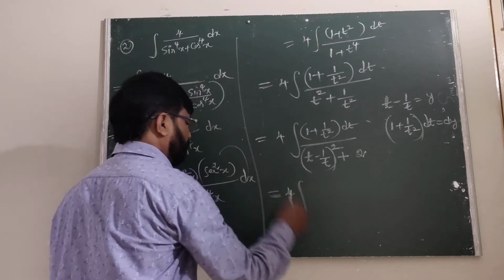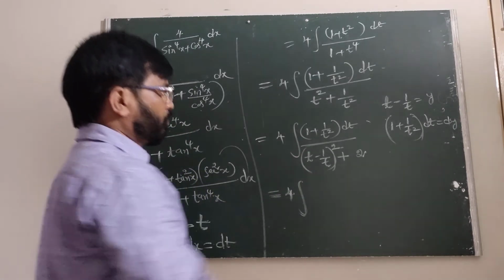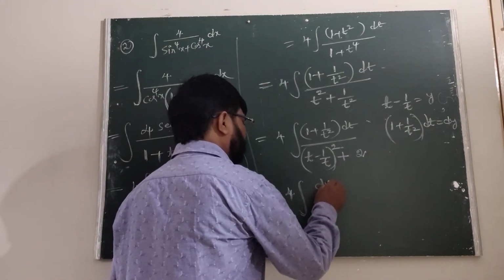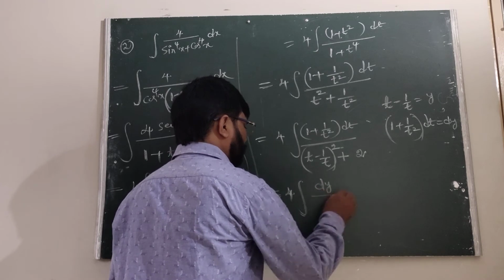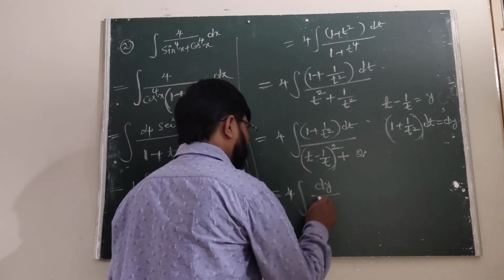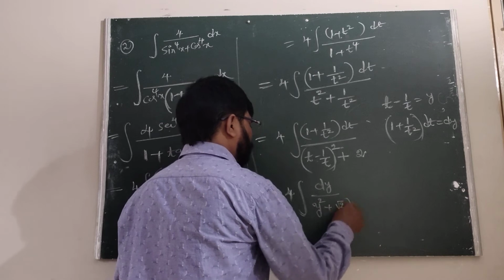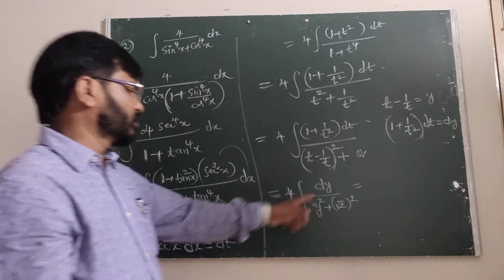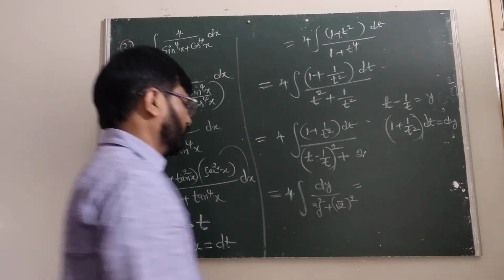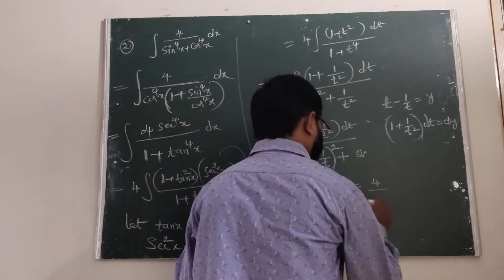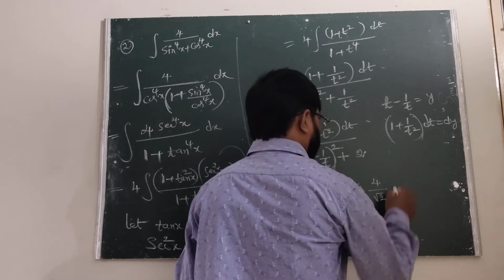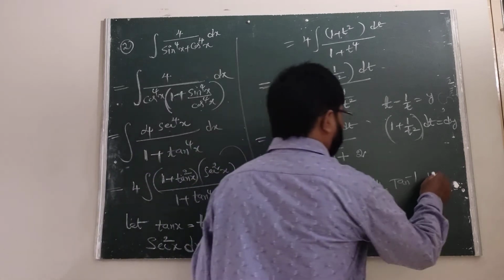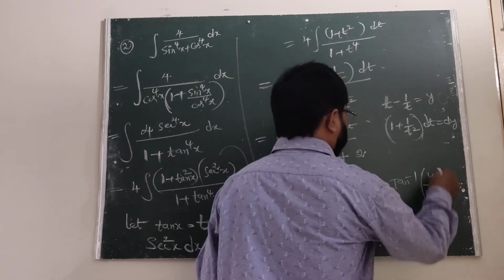Therefore, then we can write here the integral of 4 into 1 plus 1 by t square dt is the dy. Therefore, this can be written as dy upon y square plus root 2 whole square. This is the form of dx by 1 plus x square, with a square, 1 by a, where a is root 2: 1 by a tan inverse of x by a, that is y by root 2, plus c.